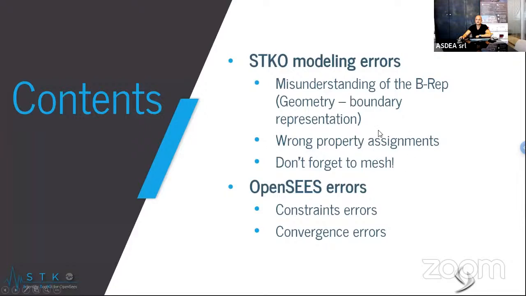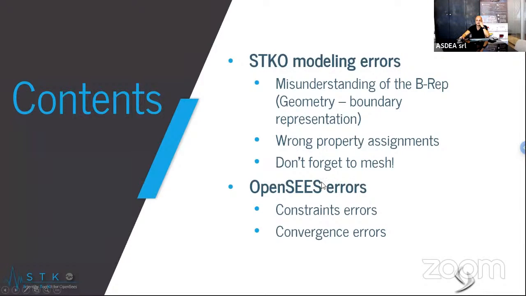Another commonly made error is the wrong property assignment, when you assign properties that are incompatible with the mesh you are using. And this kind of error can be easily detected by STKO. So I will show you how this kind of error can be detected and how you can fix it. And of course, there is one common mistake that people make, and there is not so much to say about that, but keep in mind that STKO works on geometry, not on the mesh. So every time you change your geometry, don't forget to remesh your model. Otherwise, you will not be able to generate your Tcl files.